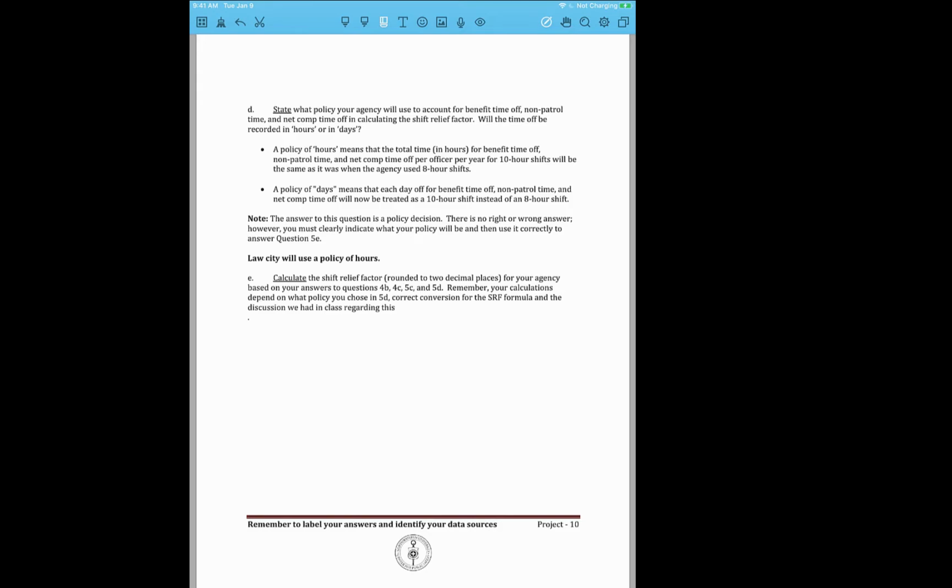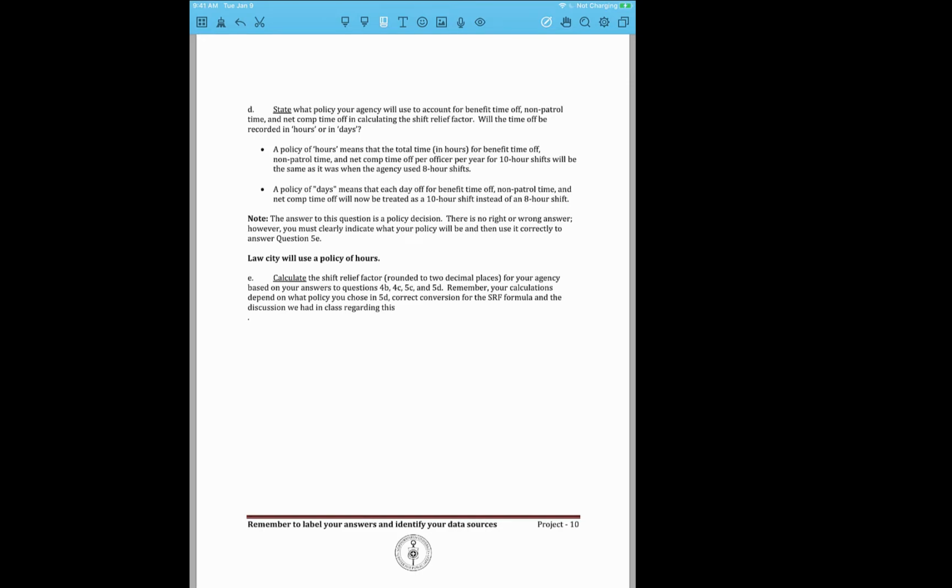So based on a policy of hours, it wants to calculate the shift relief factor rounded to 2 decimal places for our agency, based on our answers for 4B, C, and 5C and 5D. So remember, our calculations depend on what policy we chose. So this is a tricky question.